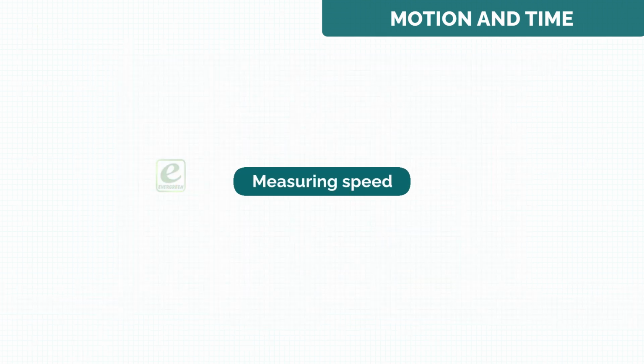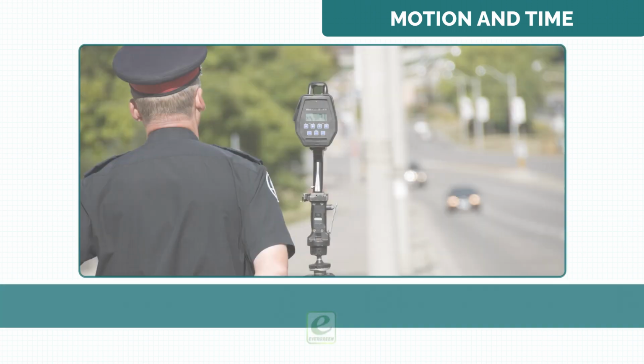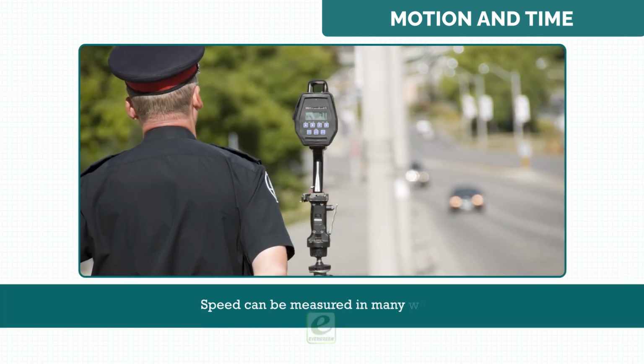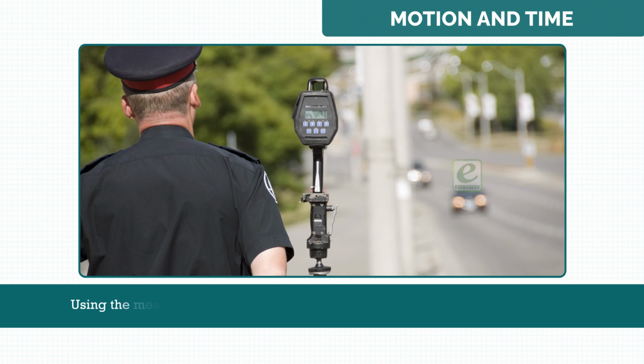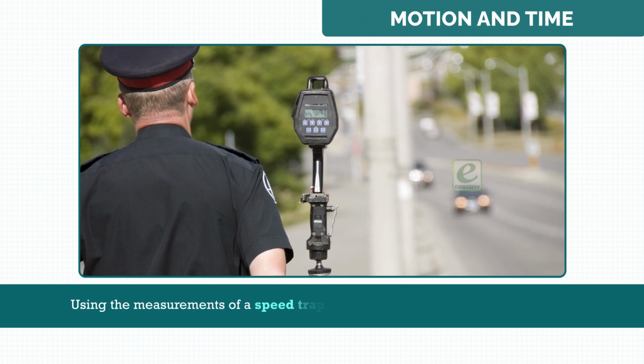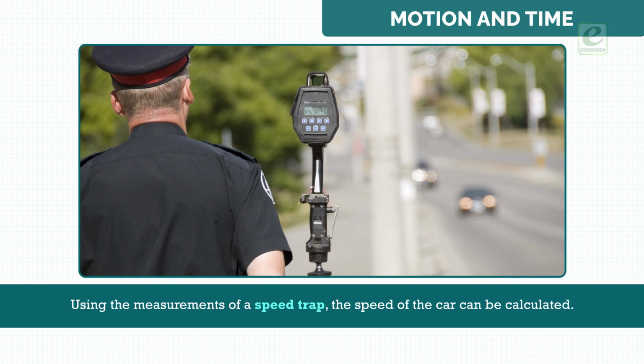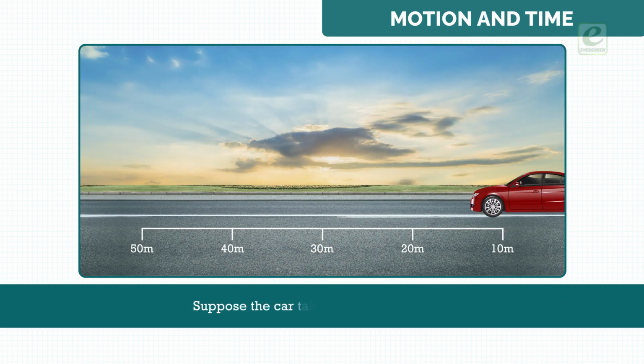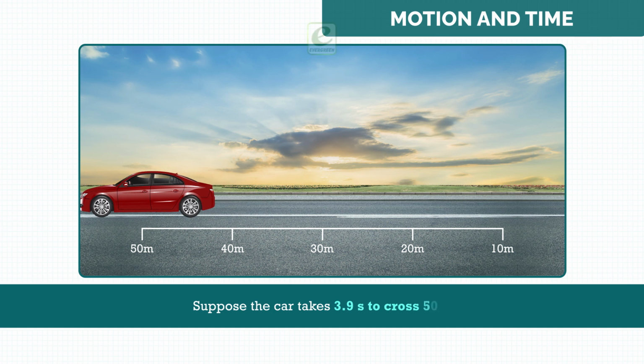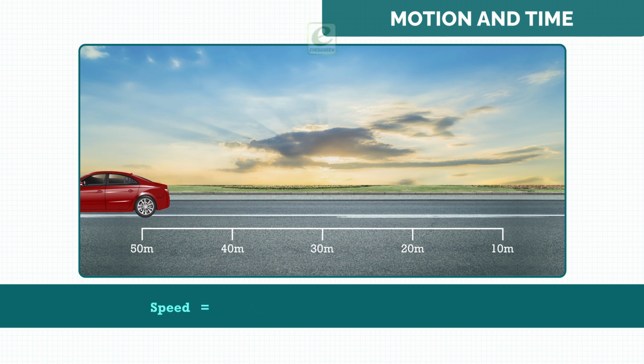Measuring speed. Speed can be measured in many ways. Using the measurements of a speed trap, the speed of the car can be calculated. Suppose the car takes 3.9 seconds to cross 50 meters. Use the equation: speed equals distance traveled divided by time taken, which is 50 upon 3.9, equal to 12.8 meters per second.